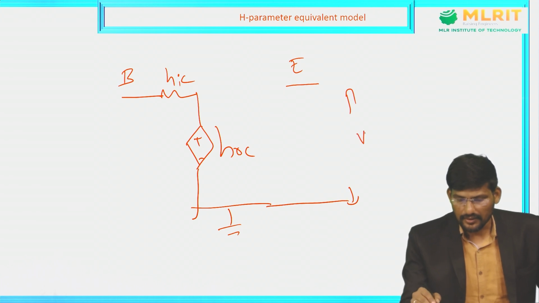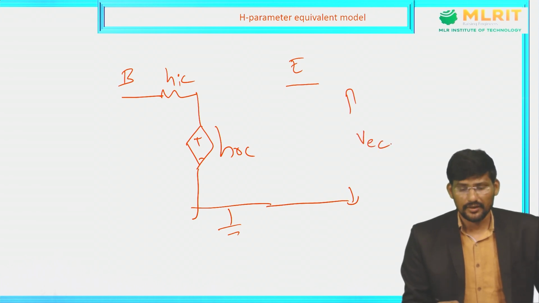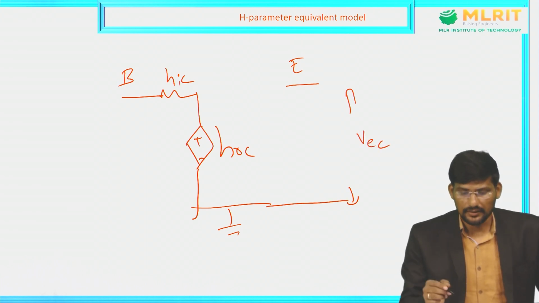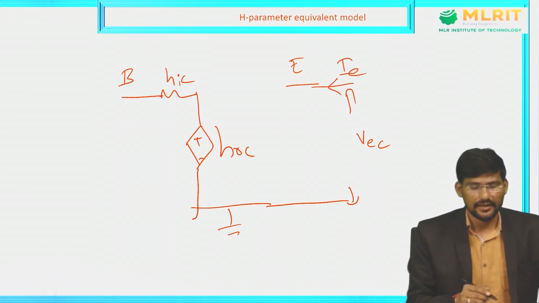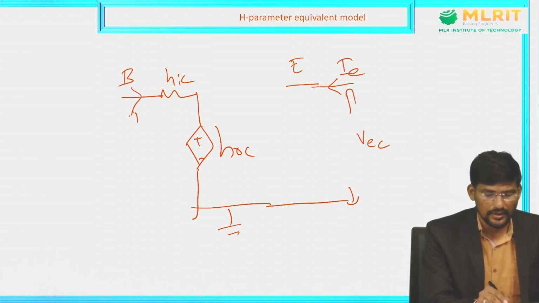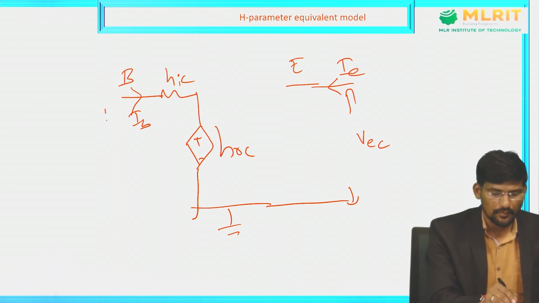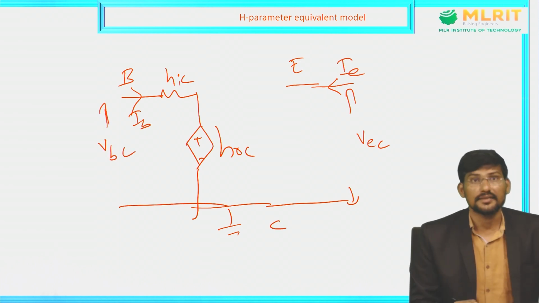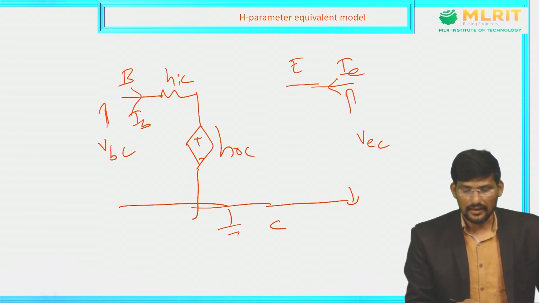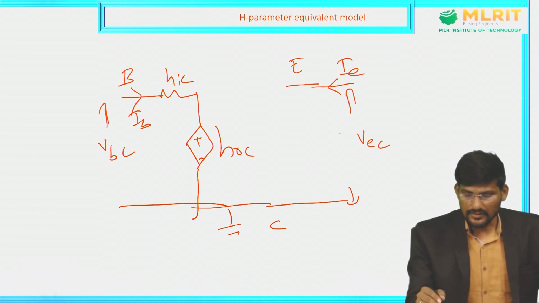We are taking the output at the emitter terminal with respect to collector, and the output current is IE. What is the input current here? Input current is the base current. What is the input voltage? Input voltage is VBC, that is base voltage with respect to collector terminal. And what is the output voltage?